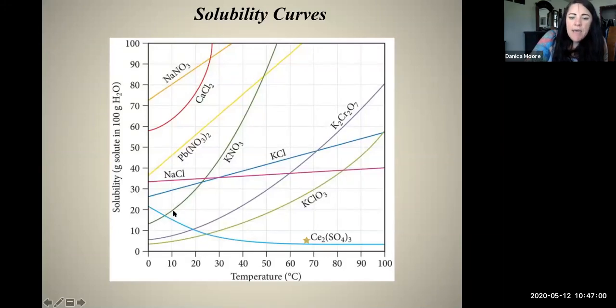Would you say that potassium nitrate or potassium chloride will have a larger delta H of solution? Why KNO3, Tyler?